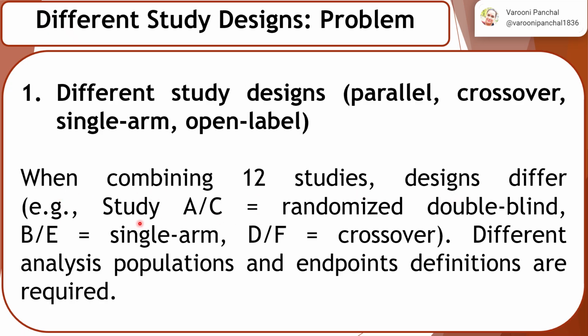For example, say studies A and C have a randomized double-blind design. Then the other studies B and E have a single arm design. Then D and F have a crossover design. Then different analysis populations and definition of endpoints are required. So this is the problem. So let's see what is the solution and how we can handle this.